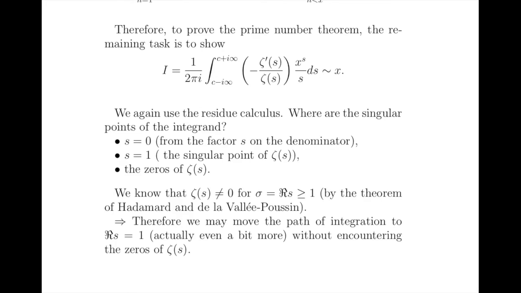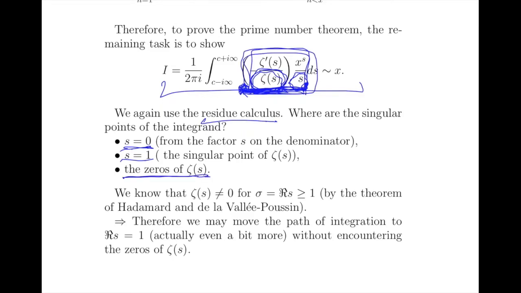Now again, we use the residue calculus. The relevant singularities are coming here. At s equals 0, this tends to infinity because of the existence of this factor. And s equals 1 is a singularity of the zeta function itself. And one more: here there is zeta(s) in the denominator. So if there are zeros of zeta(s), we find singularities of this integrand.